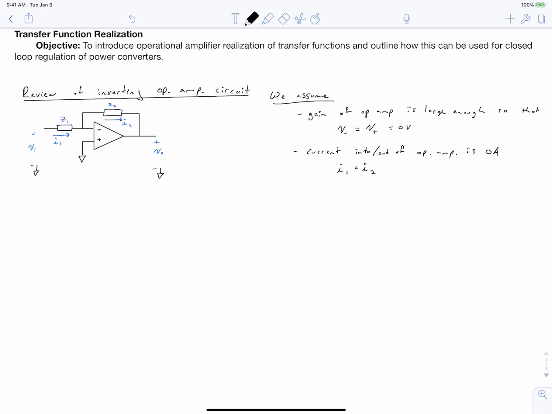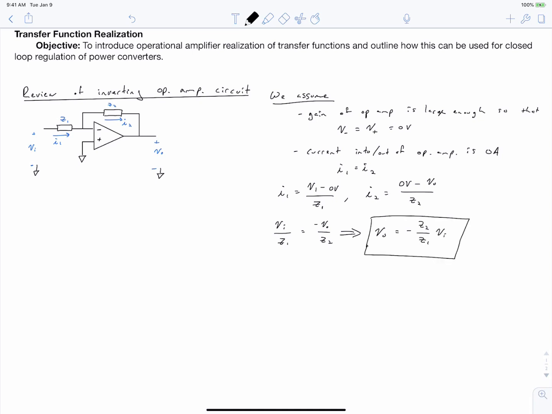We can derive our relation between Vout and Vin, because we can note that I1 is going to be equal to the voltage drop across Z1, which is Vin minus 0 volts, because that's the voltage at the negative terminal, divided by Z1. Similarly, we can write an expression for I2 in terms of the voltage at our negative terminal, which is 0 volts, minus the voltage at our output, which is Vout, divided by the impedance in that path. And then we can equate these expressions to solve for Vout. And we get this final expression for our op-amp.